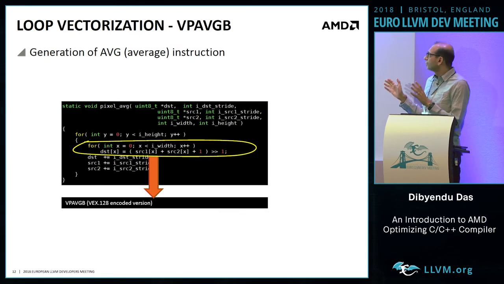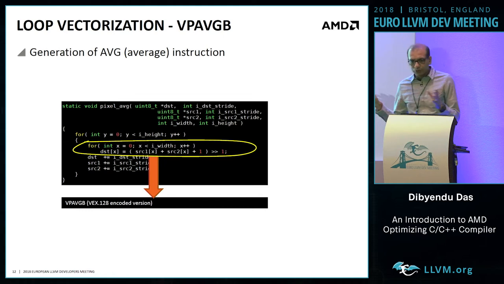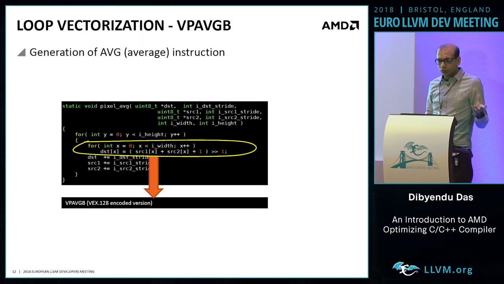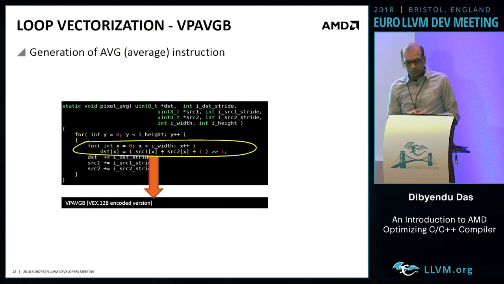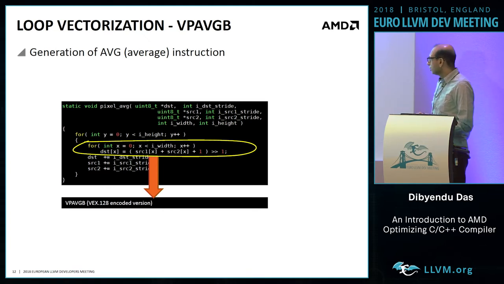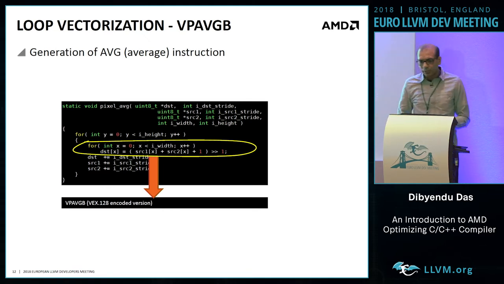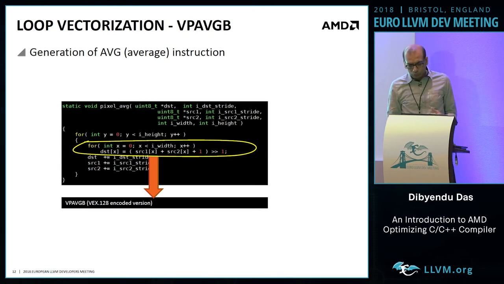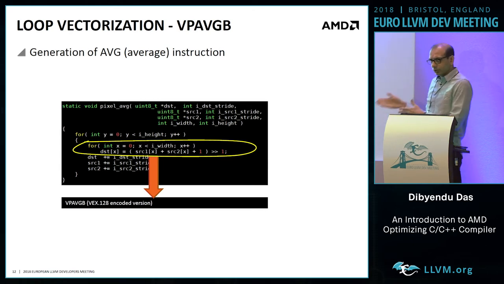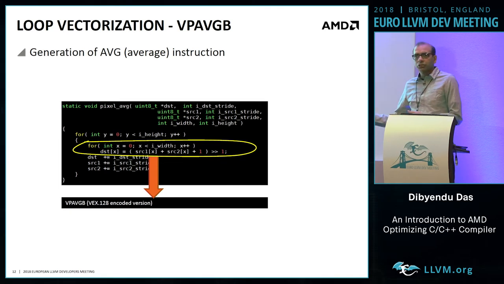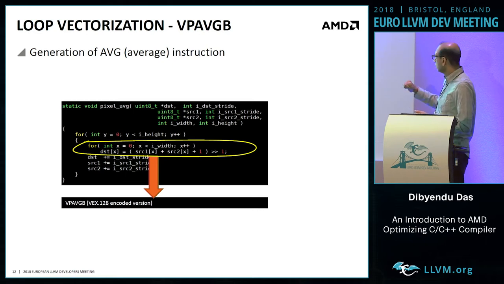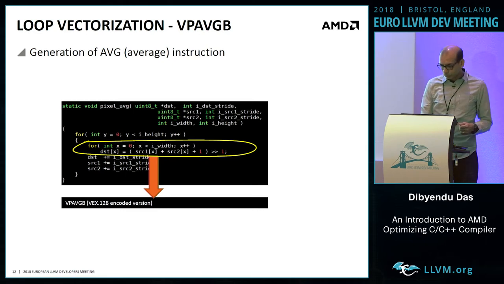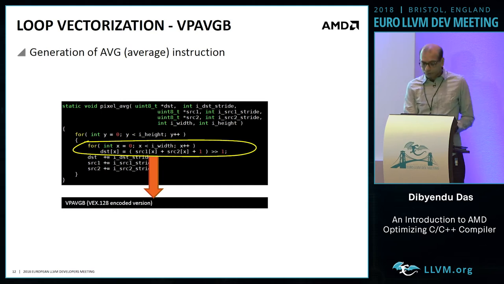VP average V is a small thing, but I wanted to mention it because it's a pattern like a SAD. If you have a loop of this form, which is usually associated with image processing applications, you can in x86 replace it with an average instruction. That infrastructure was already in LLVM, but there were costing issues in x86 which did not allow it to be generated. That was fixed and already upstreamed, and we were able to get this VP average instruction out.